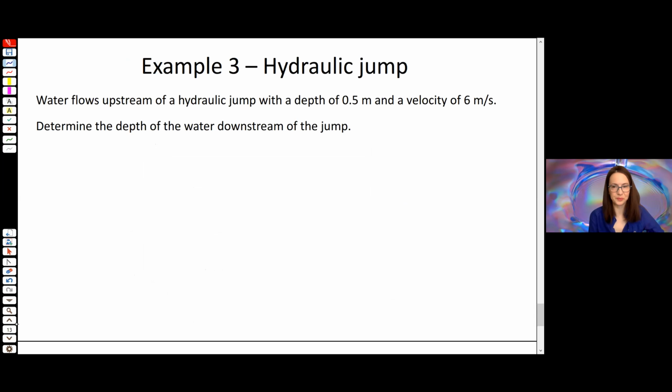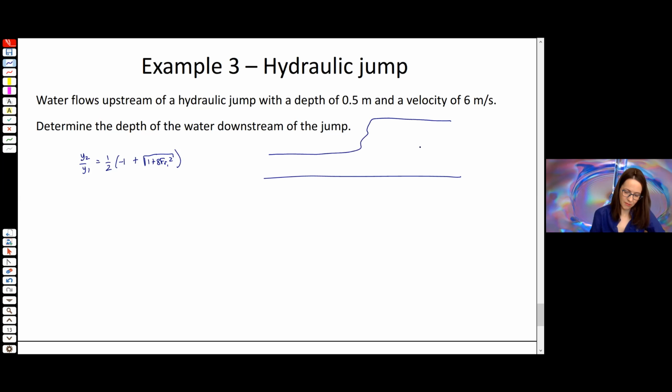Okay, example 3. It's our hydraulic jump example. So water flows upstream of a hydraulic jump with a depth of 0.5 meter and velocity 6 meters per second. What's the depth of the water downstream, right? So we want to pull out our y2 over y1 equation that we just derived. So we've got a situation like this.